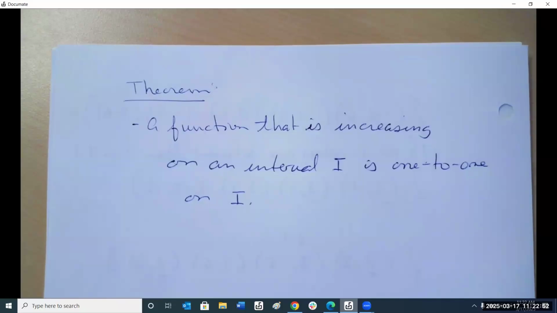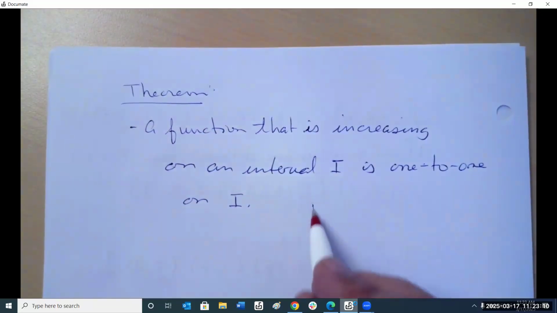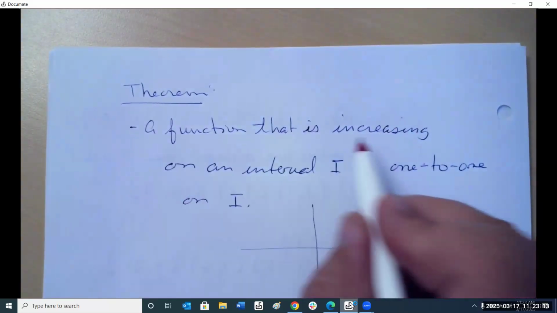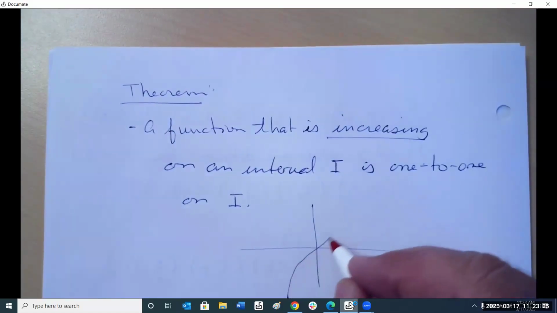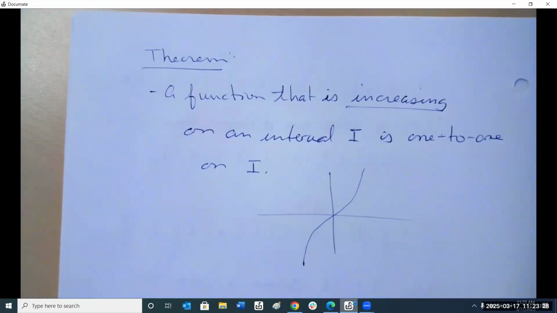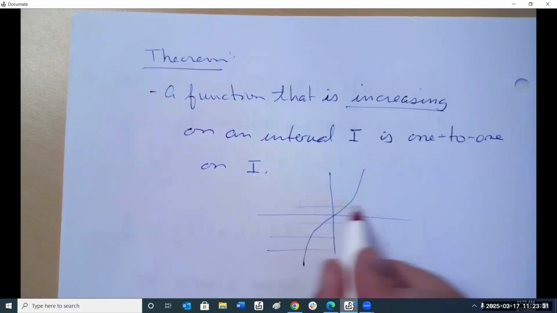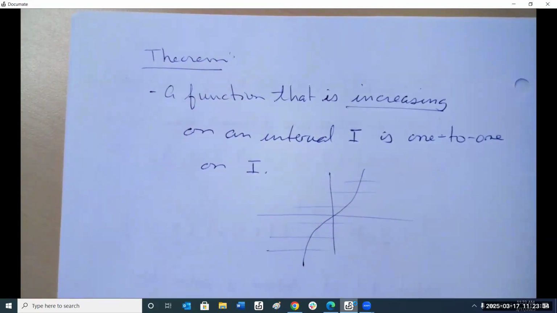It sounds like common sense. Why is that true? It says a function that is increasing. What does an increasing function look like? Yeah, like the x cubed function. It's always increasing. So does it pass the horizontal line test? Yes, so it's automatically 1-to-1.